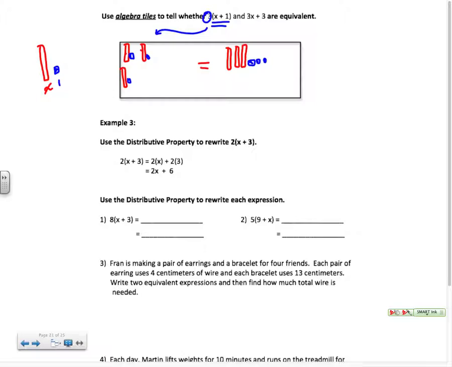All right, now we have a visual using variables. Let's take a look at the distributive property to rewrite 2 times x plus 3 without our tiles. So if we were to distribute this 2, we can say 2 times x plus 2 times 3. That would equal 2x plus 6 after I've multiplied that out. Okay, let's take a look at the second example.